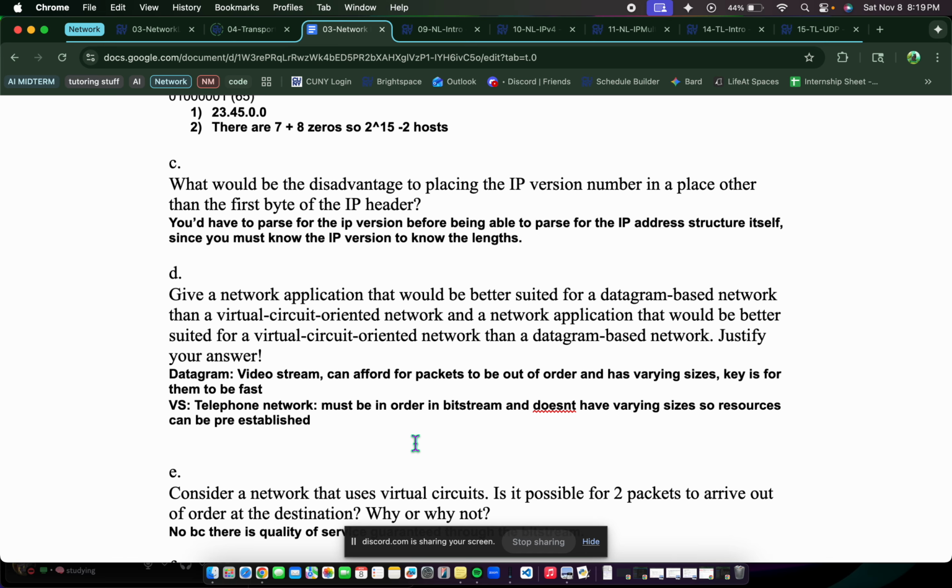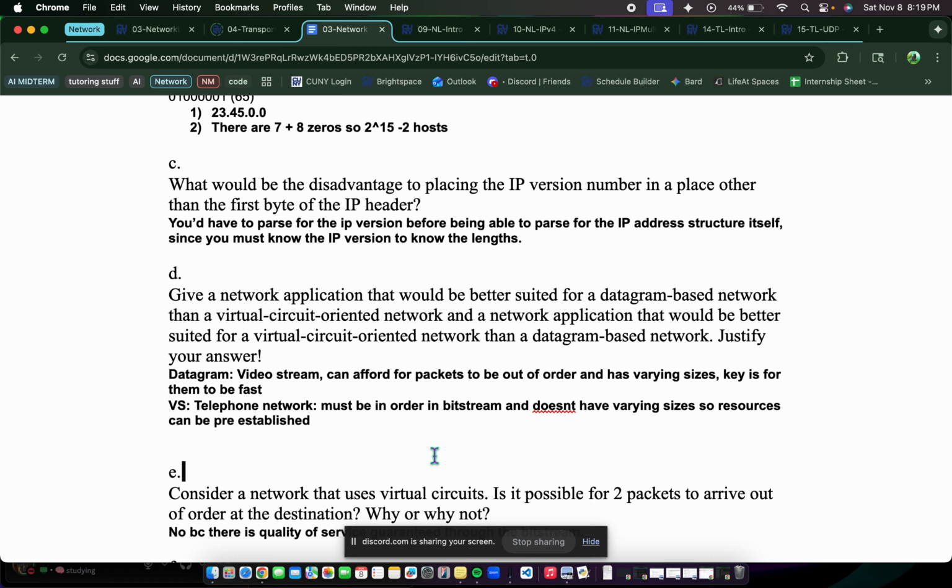Would a better example of datagram be text messaging? Text message could work too. Yeah, because when you text someone, if it's a big message, it's going to be fragmented into packets, and at the end it reconstructs it and displays the message on the other side. Is that how it works?